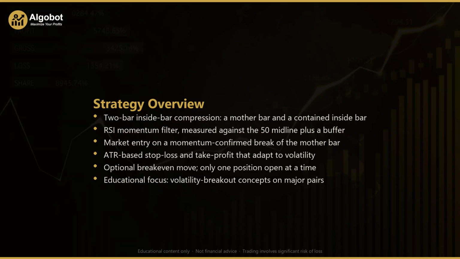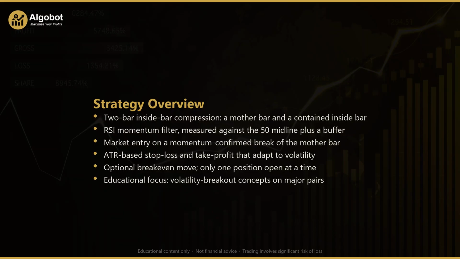Risk is handled with the average true range, or ATR, which measures recent volatility. The stop loss and take profit are both set as multiples of ATR, so the trade automatically scales its distances to whatever symbol and time frame you run it on. There's also an optional break-even feature that moves the stop up to the entry price once the trade has traveled a set amount in its favor.